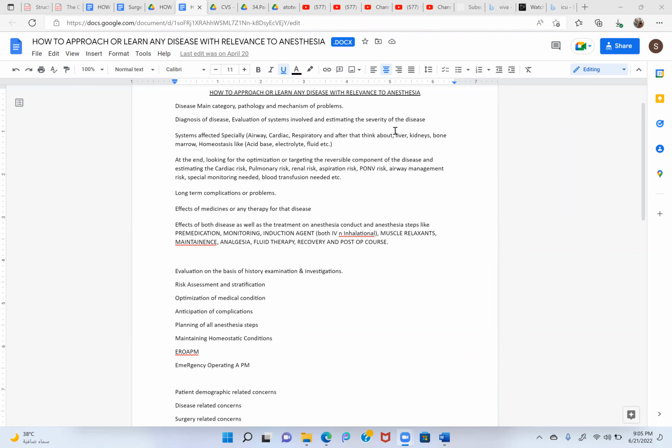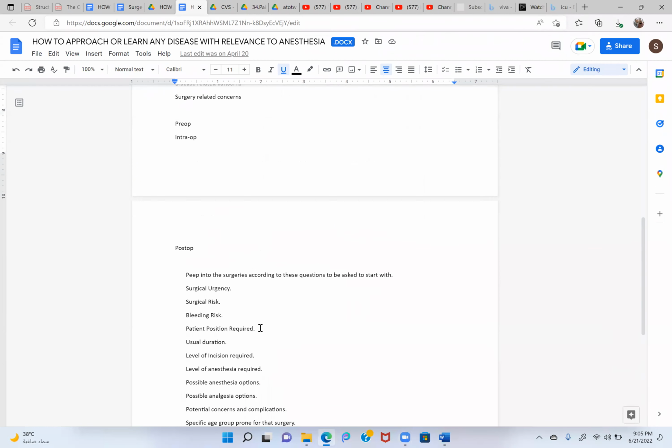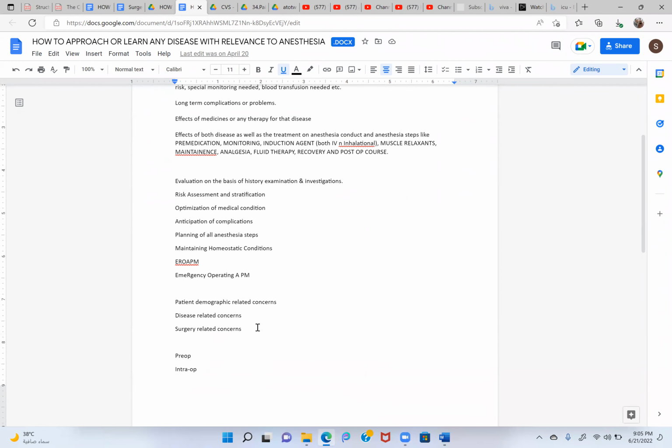Okay, so that's what I told you before. Evaluation on the basis of history, examination, investigation. Risk assessment and stratification. Stratification means that you are preparing yourself or trying to reduce the risk. And optimization of any medical condition if it is there. And anticipation of complications, like you should have atropine or glycopyrrolate ready with you, because there will be chances of bradycardia.